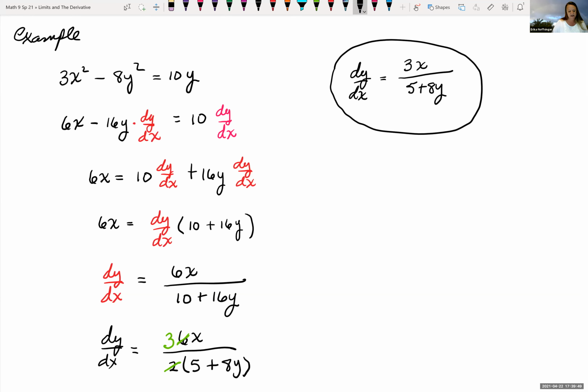So really not too bad. It's like taking derivatives. The only thing you have to remember is when you're taking the derivative of y, treat it like it's a function of x. And we have to think of it as taking the derivative of the inside, and we just write that derivative of the inside as dy dx.